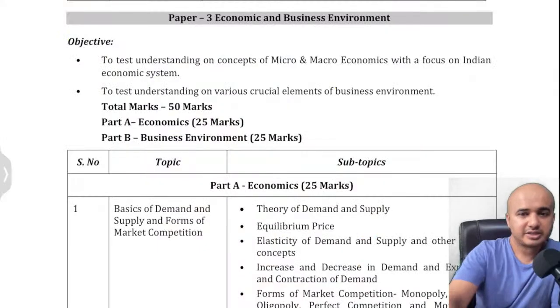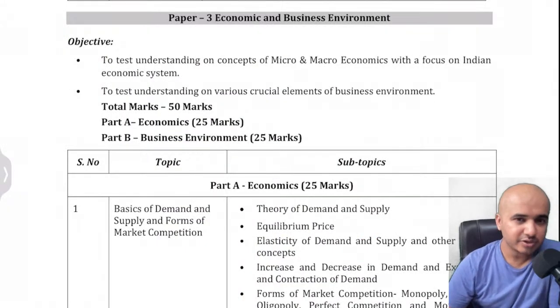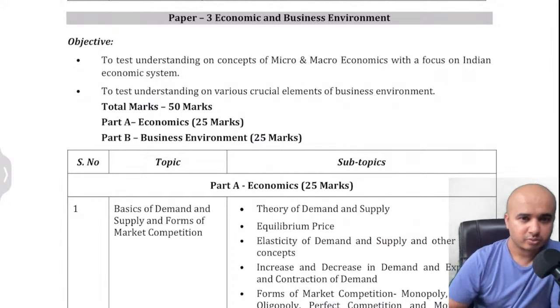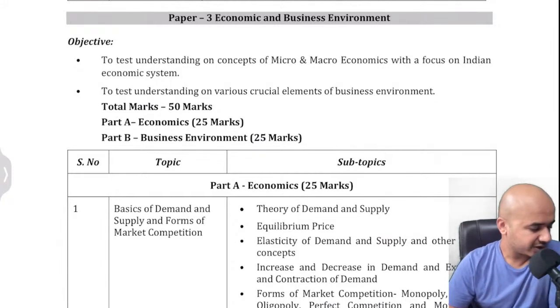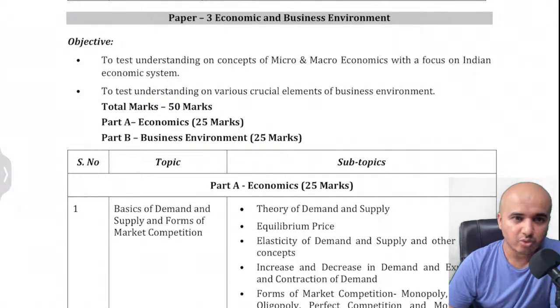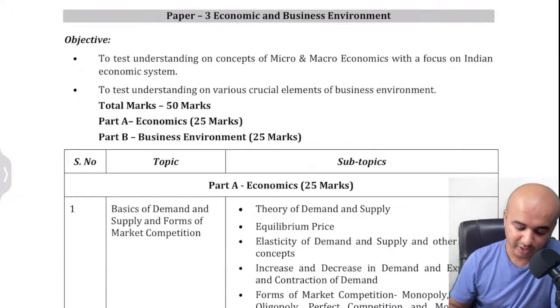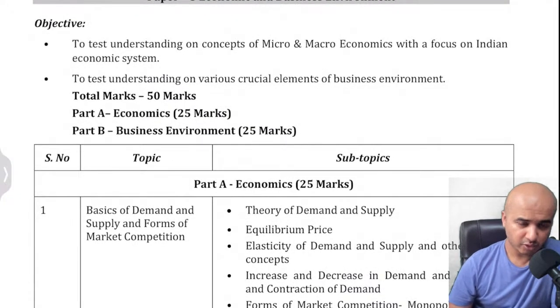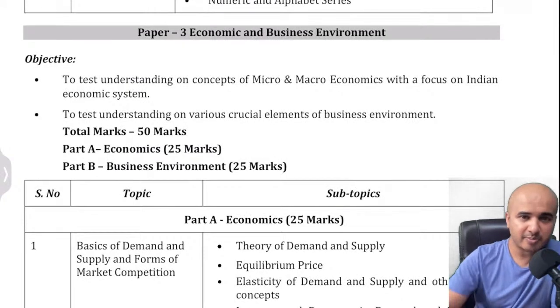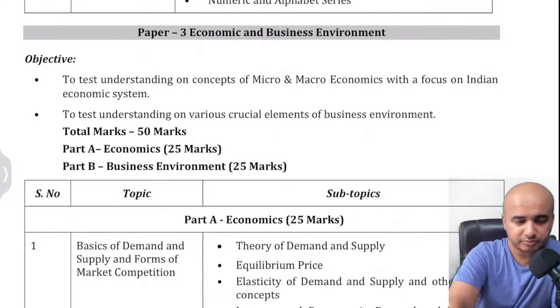Anyway, let's get into the subject. Now, of course, according to the timetable, today is economic and business environment. Before we proceed further, we'll look into the syllabus first, then we'll see what exactly we can do today. So now, as you can see here, it is paper 3 of the CSEET syllabus.